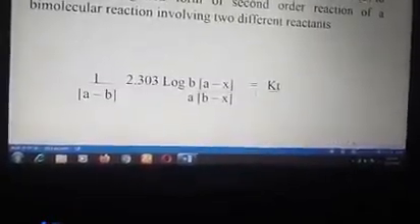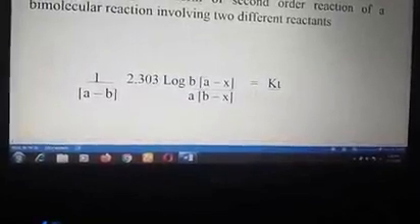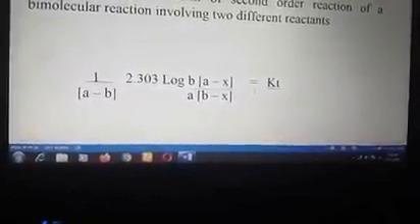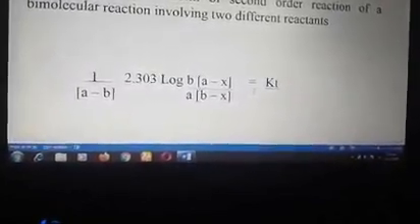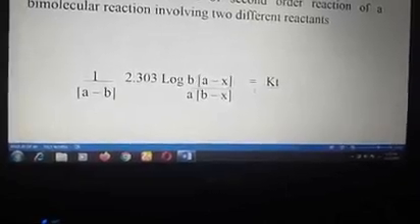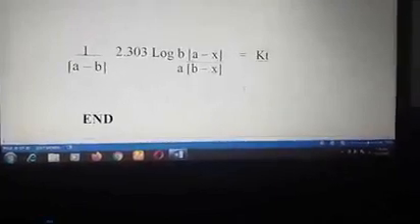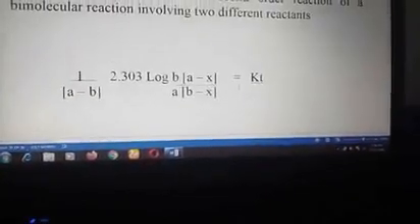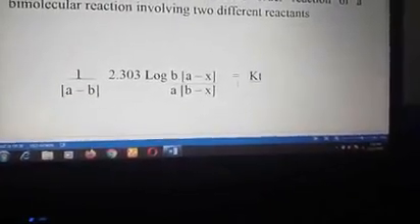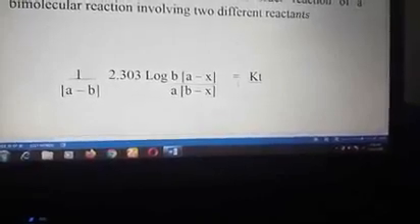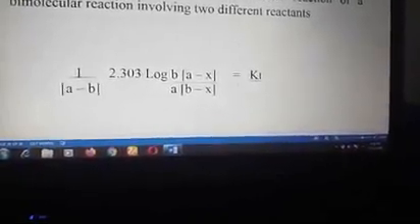So that gives us 1 over a minus b, 2.303 log b into a minus s, all over a into b minus s, equal to kt. So this is the integrated form of a second order, bimolecular reaction involving two different reactants.